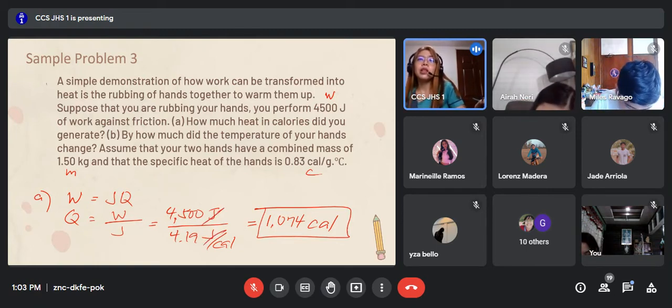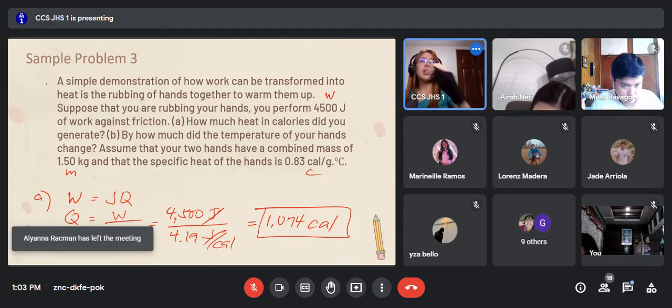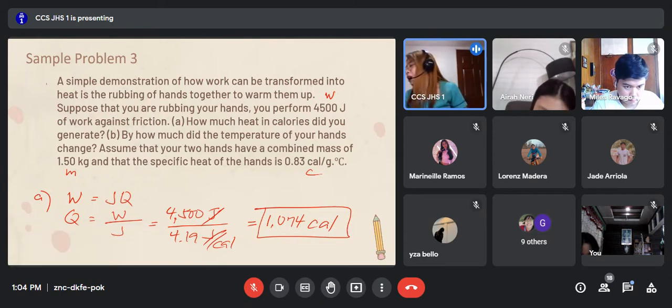Okay, next for letter B. By how much did the temperature of your hands change? So you need to solve for delta T. So you use Q is equal to MC delta T. Change in temperature inyong pangitaon.